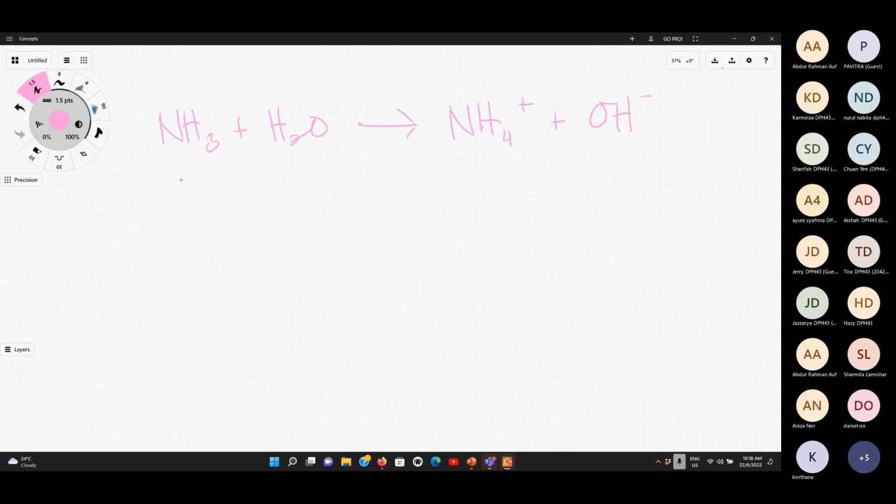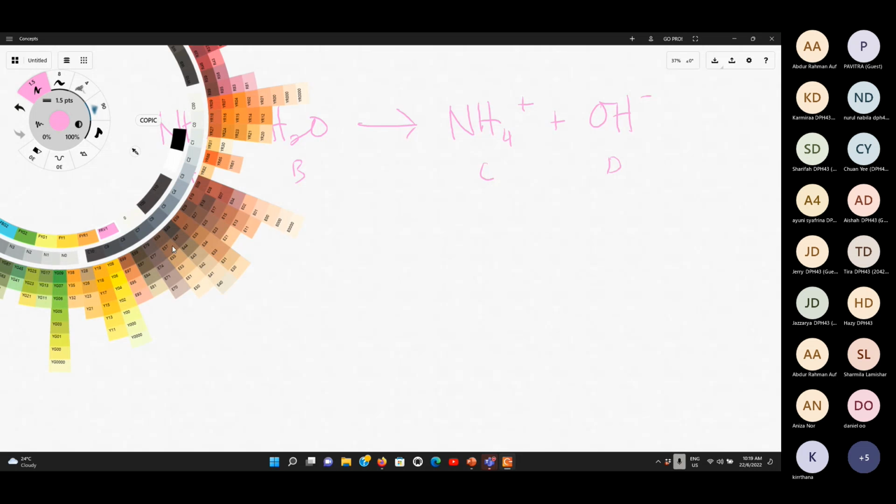This is substance A and this is substance B and this is C and D. This is the conjugate acids and bases. So kat sini kita tengok A and B and kita tengok pada C and D. What happens? What changes from A and B to C and D? Kamu boleh nampak, kamu tengok pada ammonia for example.